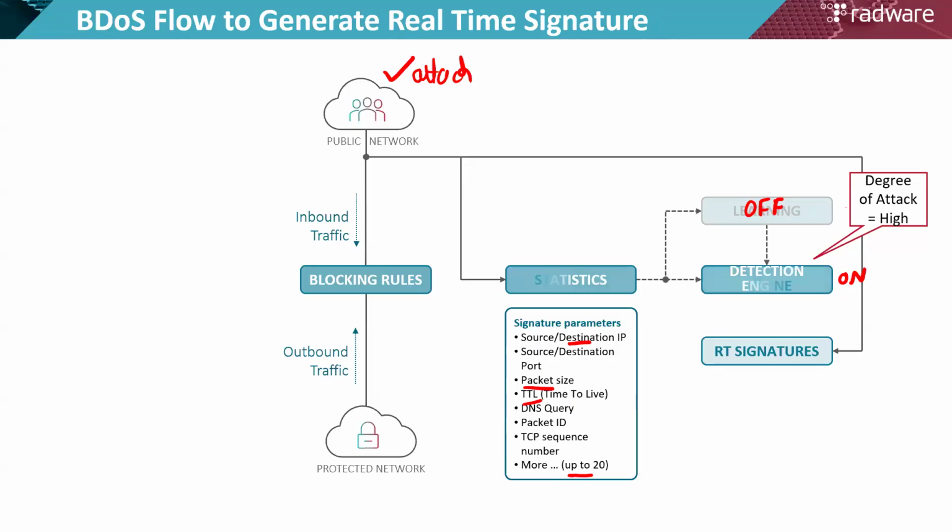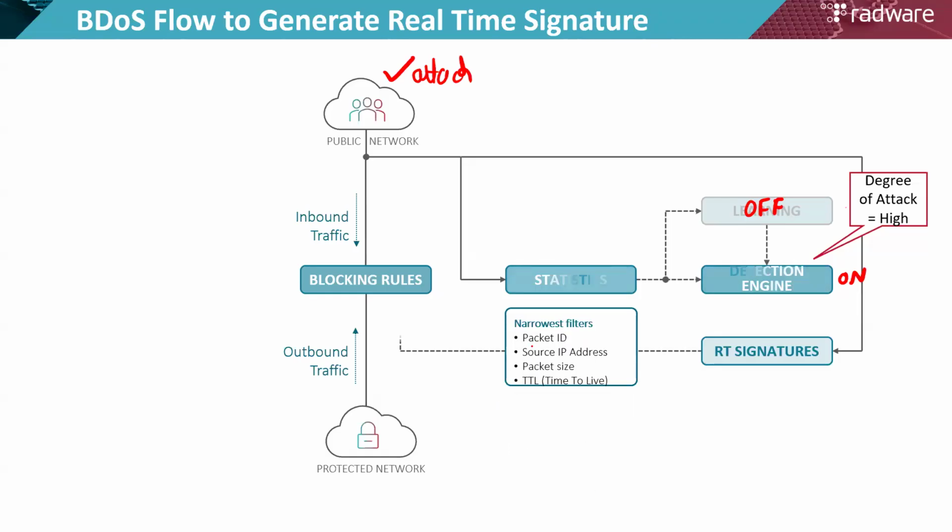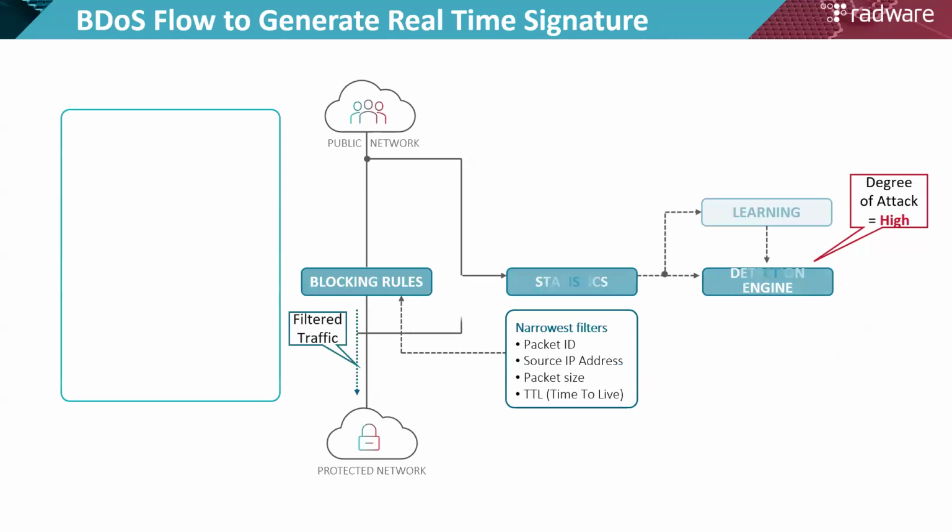Instead of using all the 20 filters, we would be using 4 to 5 filters. And that's what we do here. So we narrow the filters down to 4 filters. Let's suppose this is version 1 of the RTS. Now we'll be working with these 4 filters and trying to find out the best combination in order to mitigate an attack. So that's what we are doing next.